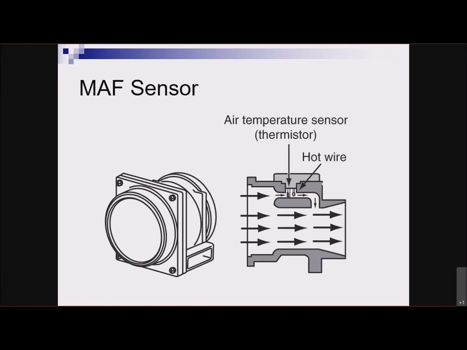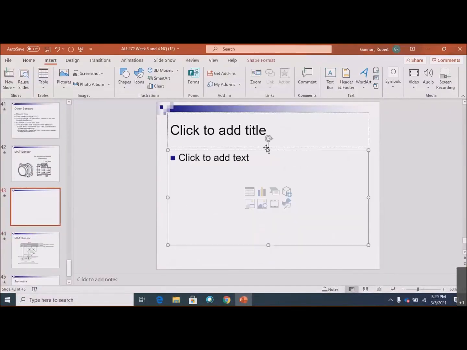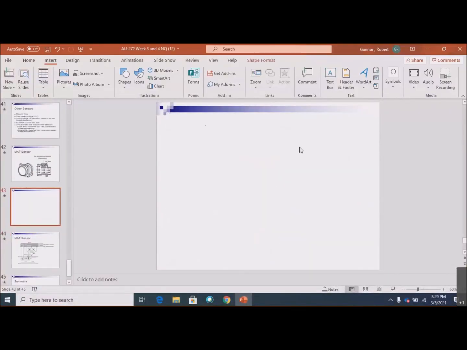So here's a picture of the hot wire and the cold wire. We've already talked about thermistors, so let me again try to do a new slide. Yeah, see, that was easier that time. So I got a new slide, so I can do a little bit of ugly, nasty drawing again.